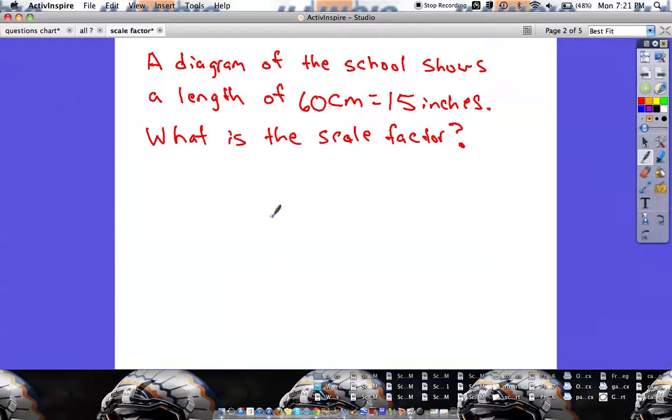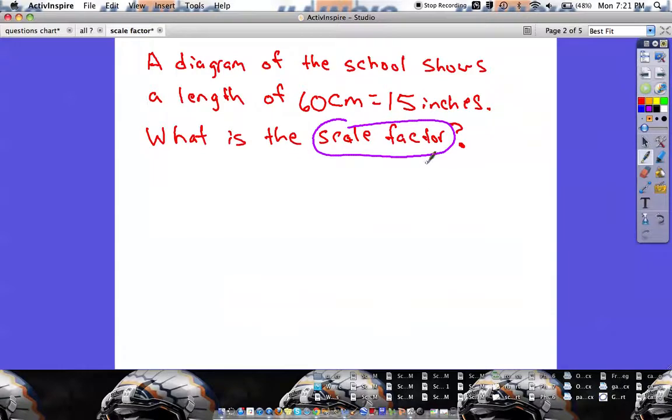Another example for you. Let's say we have a map of our school, different hallways, different rooms, and things like that. And basically what we're saying is that if we see that 60 centimeters equals 15 inches, that's what we're seeing so far. I want to know, what is the scale factor? If they ever ask you what is the scale factor, they're asking you what is it for one of what we're looking for here. This could be done in a couple different ways, but basically we're trying to get it down to a unit rate is what they're asking for.